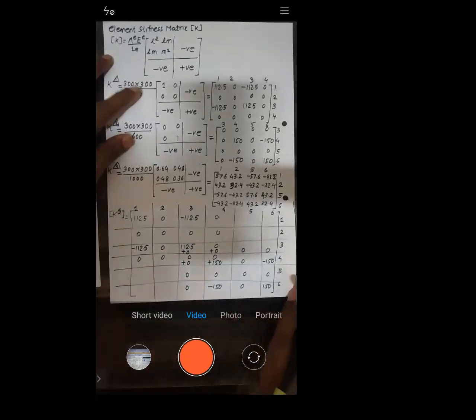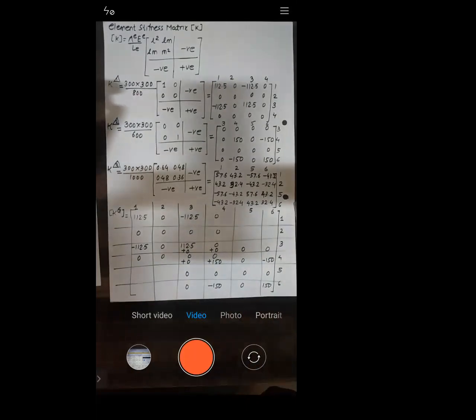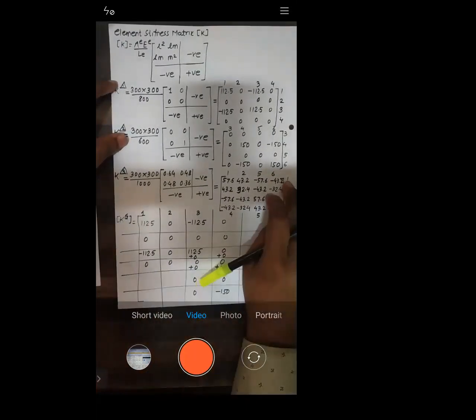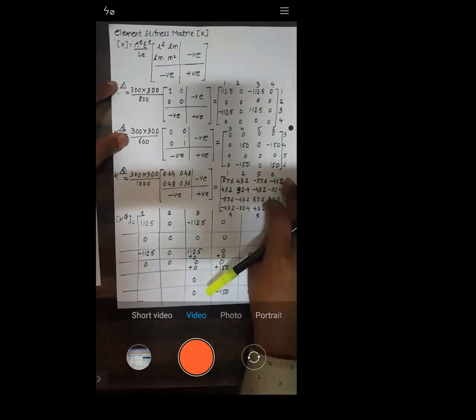Is it okay? This is 3 4 5 6, 3 4 5 6. Now come to 1 2 5 6. See this, here you want to take some care, right? Just start with the rows. Just see the first rows. I'm going to the first row.